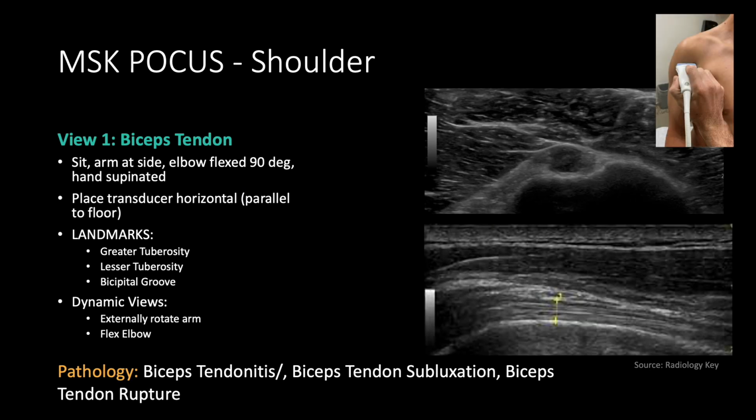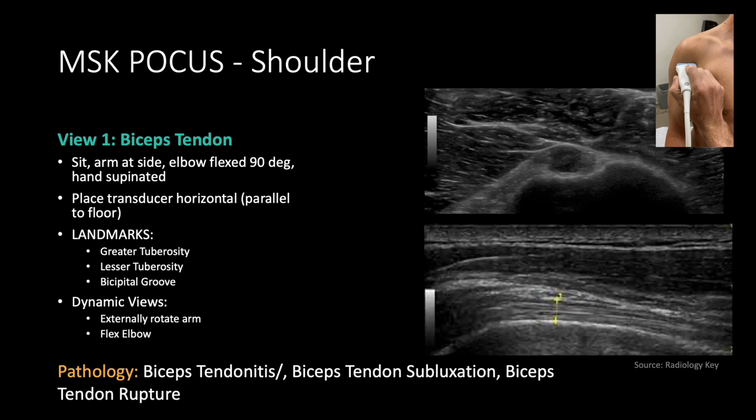Going down our six structures that we typically look at in the MSK shoulder exam, let's start off with our biceps tendon. Now remember that there's actually two heads of the biceps with two tendons, but the one that we generally look at is the long head of the biceps tendon, which courses up from the upper arm into the shoulder through the bicipital groove.